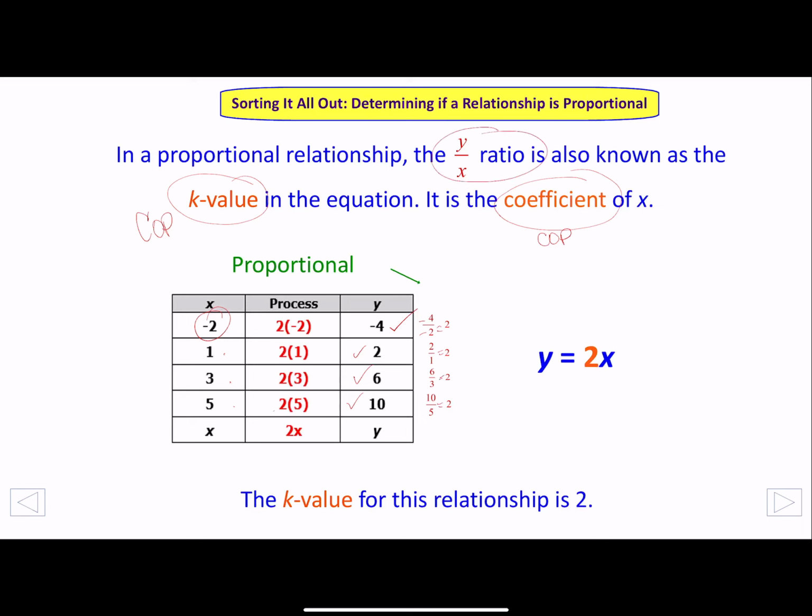So that means that if you have a y over x ratio, just to recap, and all the numbers are the same, you have a constant of proportionality, which is a proportional relationship, okay?